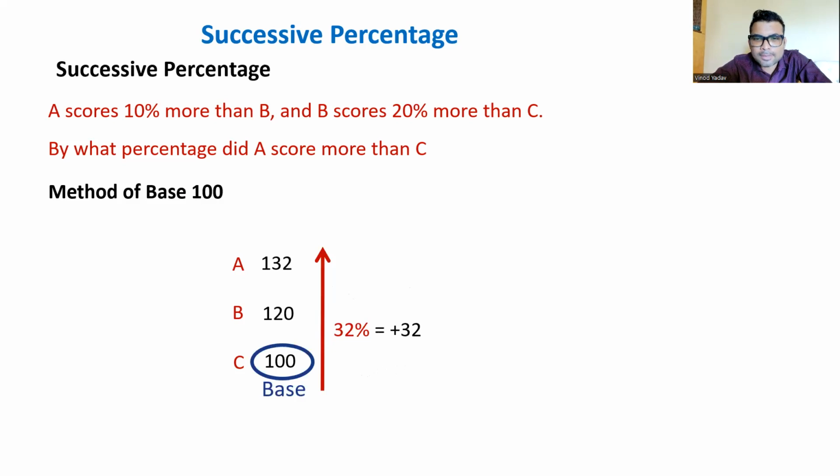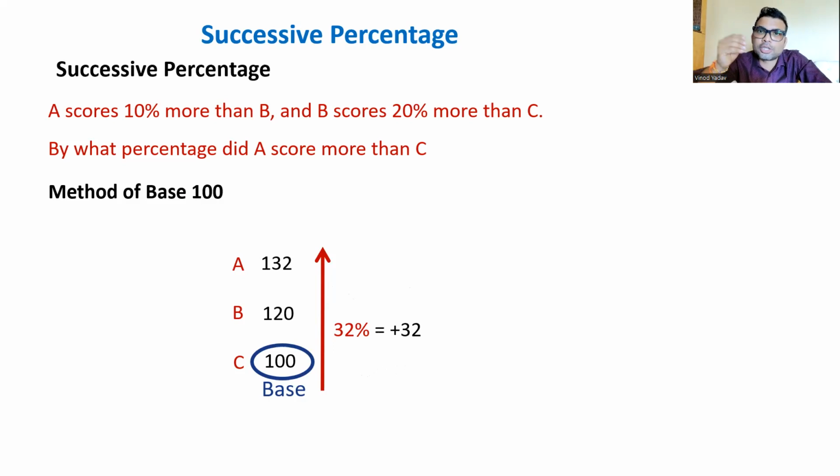32%. I feel some of you might be expecting 10 plus 20, 30 now. So how come it became 32? Right there in front of you. Simple logic is that 10% was not on 100, it was on 120, on the new base.